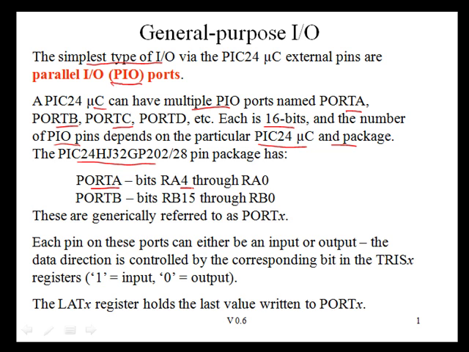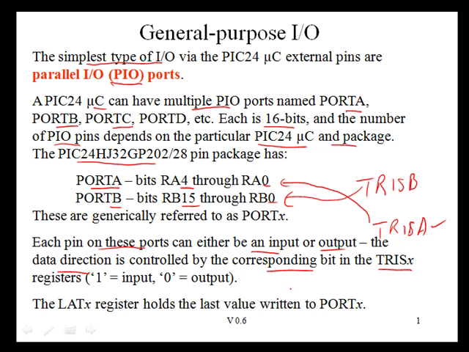Port A, bits 4 through 0. Port B, bits 15 through 0. Each pin on these ports can be configured to function as either an input or an output. The data direction is controlled by a corresponding bit in the TRIS register that corresponds to that port. For example, the TRISA special function register controls the directions of port A, while the TRISB special function register controls the direction of port B.